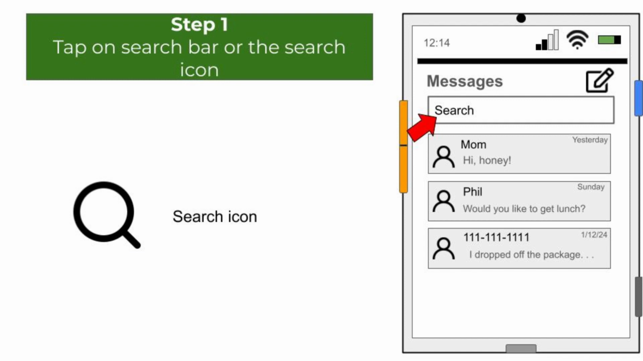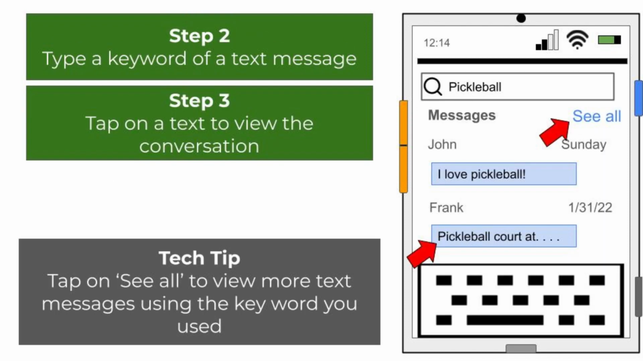Upon first opening the Messages app, tap on the text box with the search icon or tap on a magnifying glass shown on the screen. Tapping on the search icon will display the keyboard. Type in a keyword of a text that you were looking for. For example, I typed in the word pickleball. Then, my phone will show recent text with the word pickleball in it.